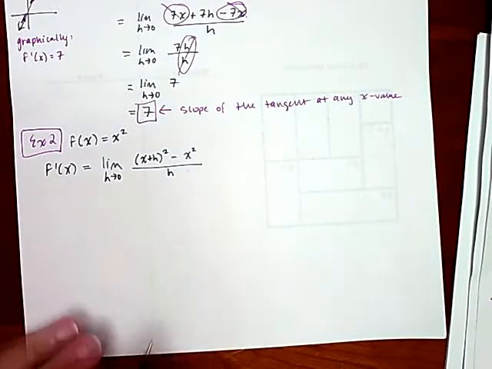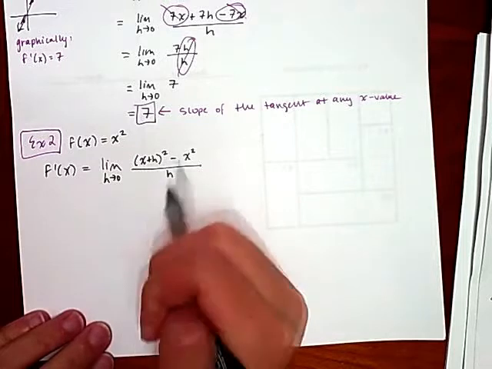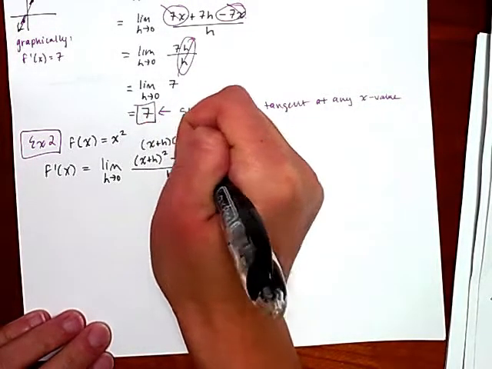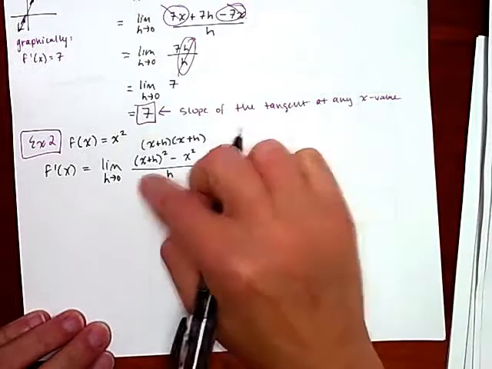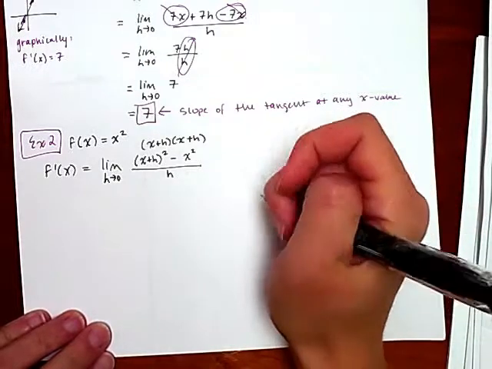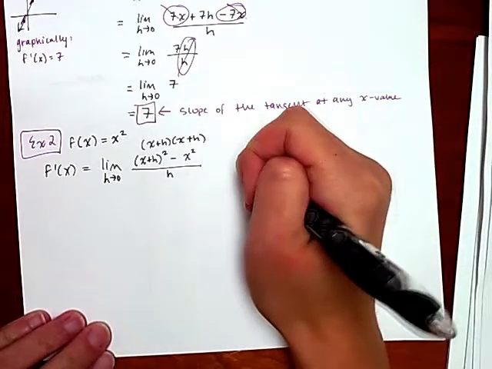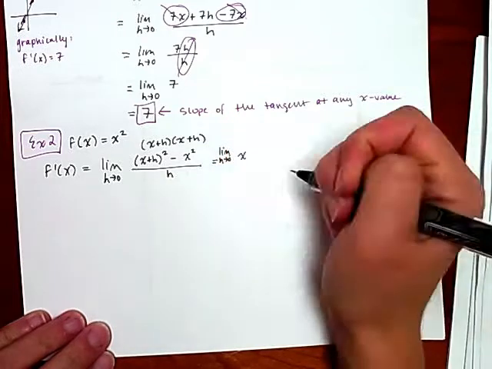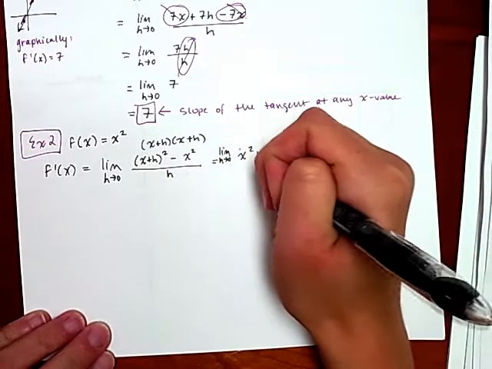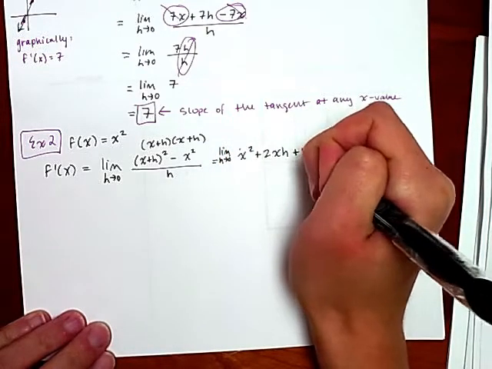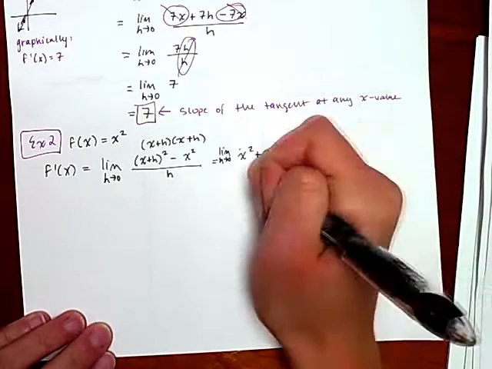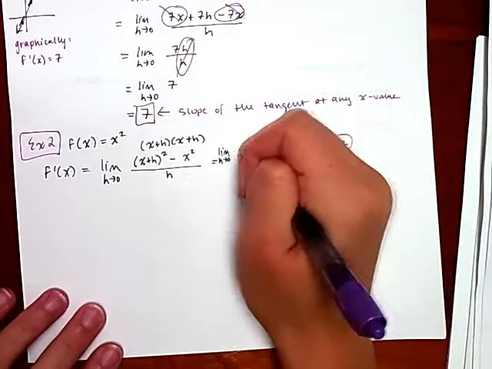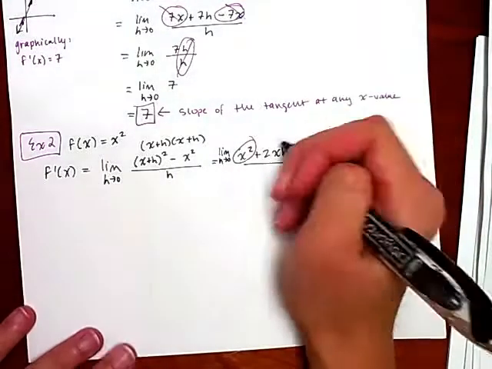So I know one thing I can do is I can expand x plus h squared. That's x plus h times x plus h. So you could think about foiling that out, or just if you remember the rule for binomial expansion, we should get, this is still a limit as h goes to 0. And now I have x squared plus 2xh plus h squared minus x squared all over h. And notice something cancels right away. I can cancel those x squareds.